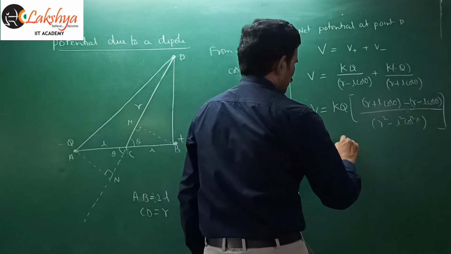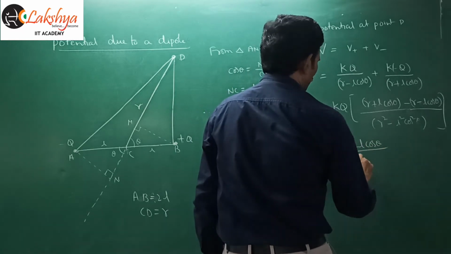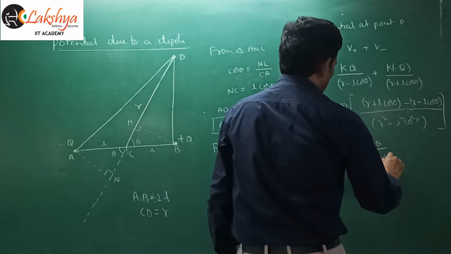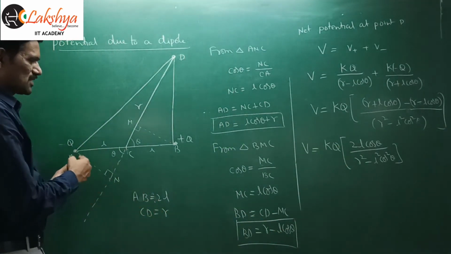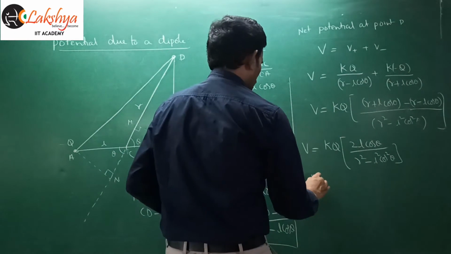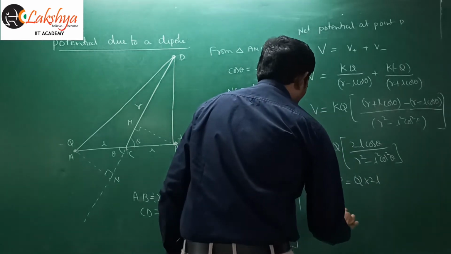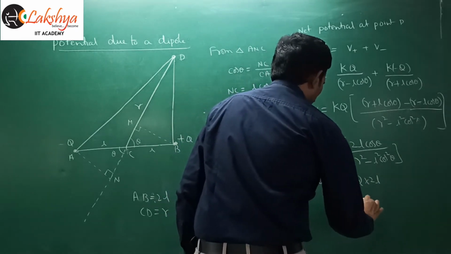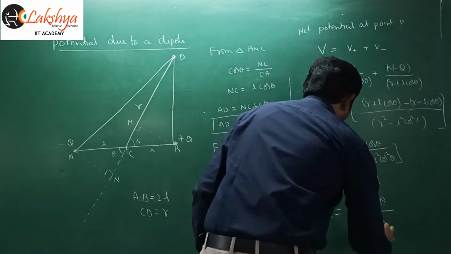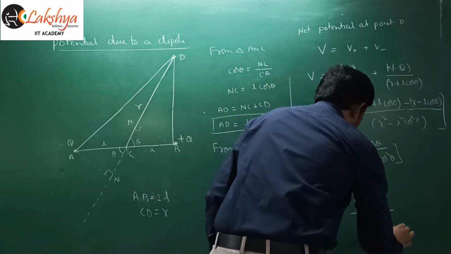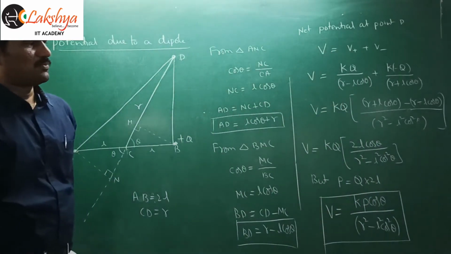So this is KQ into, now let us simplify this. The dot term will be cancelled. 2L cos theta by R square minus L square cos square theta. And we know this 2L into Q we can write as dipole moment, the product of the charge and the distance between the two charges. So P is equal to Q into 2L. Therefore potential at a general point we can write as K into P cos theta by R square minus L square cos square theta. This is the general expression for the potential due to a dipole.